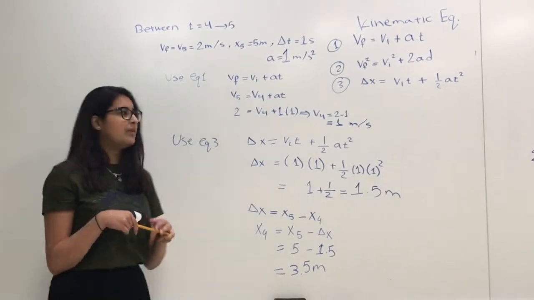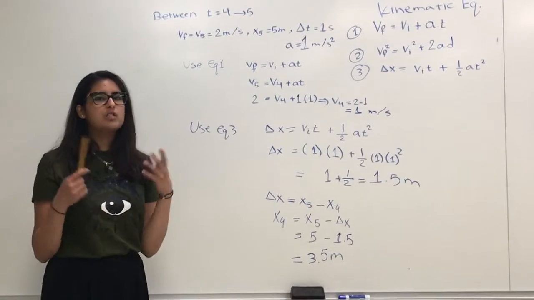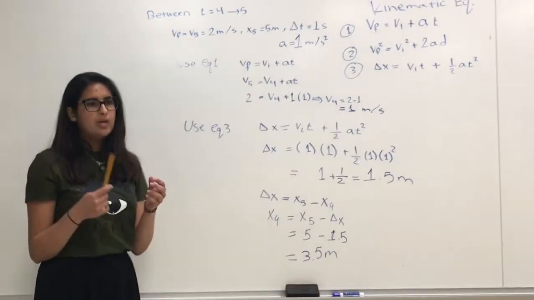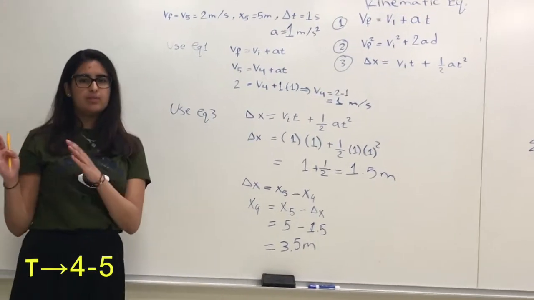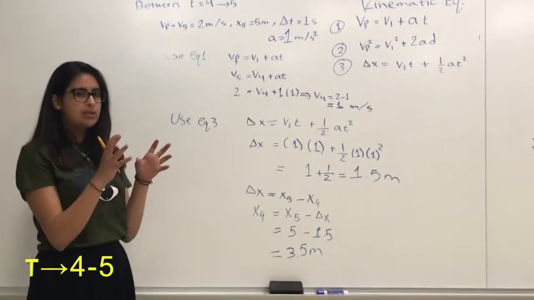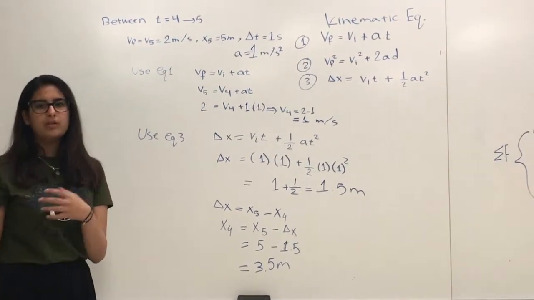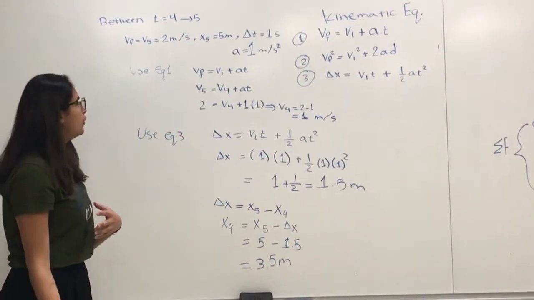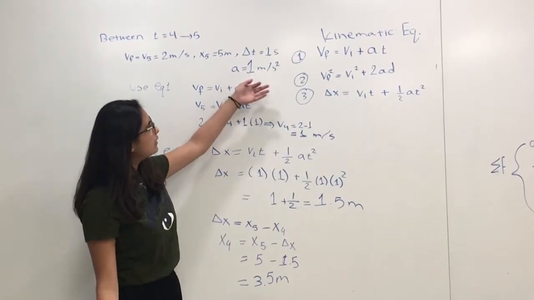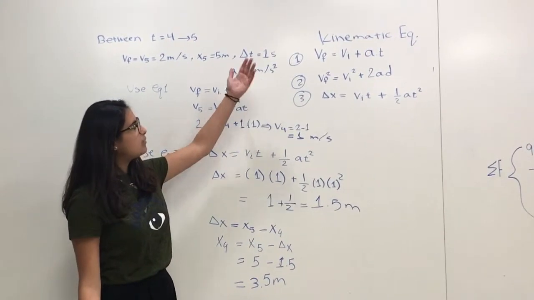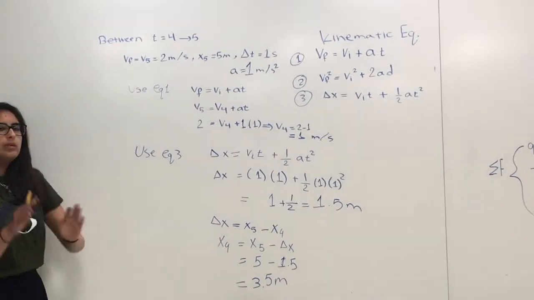In order to graph the two other graphs, we have lots of missing components that we don't really know. So what we're going to do is chop the graph into different time frames and look at each time frame closely and figure out the missing components in order to be able to graph the other graphs. We're going to do that by using the three famous kinematic equations listed over here. And we're going to start with the time frame between 4 and 5.